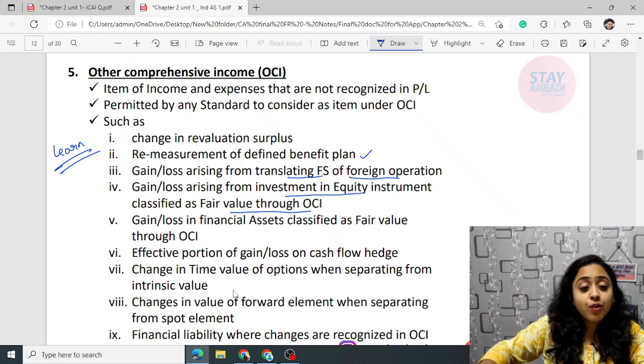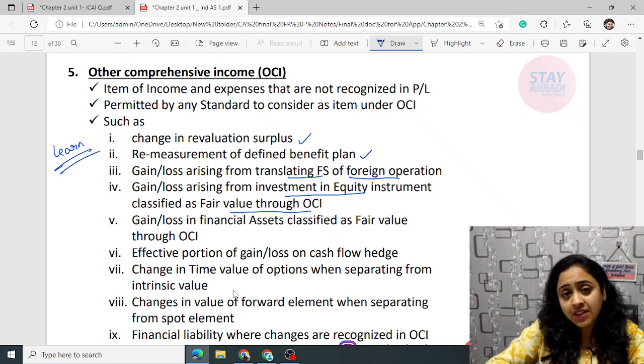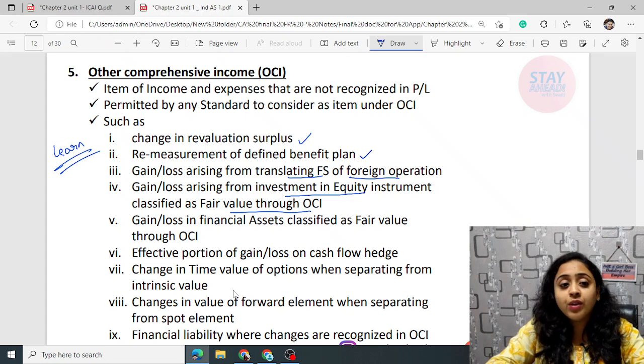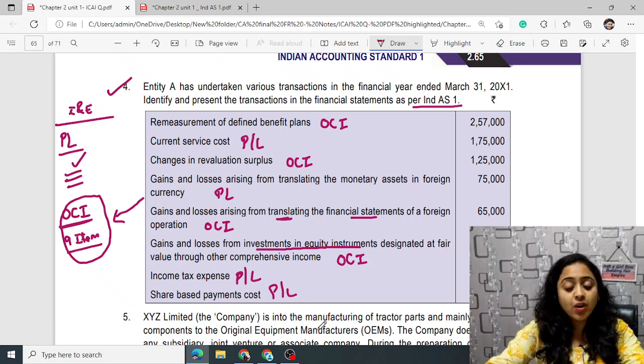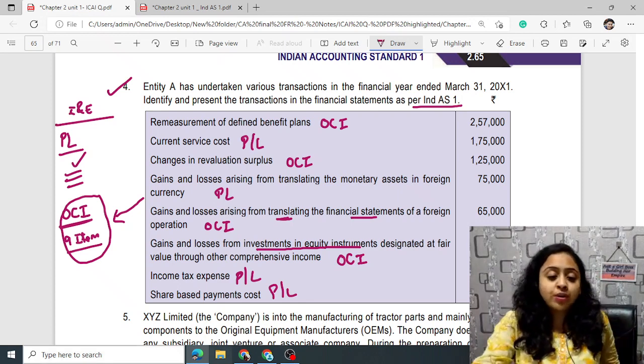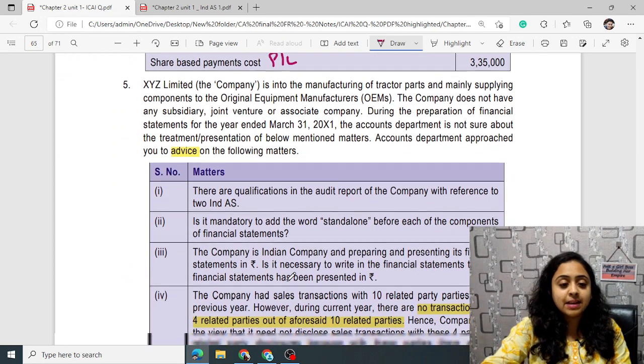Now, for each of the transactions, we will be reading in their respective Indian accounting standard. Okay, we will be discussing each and every transaction and why its treatment is done in this way. We will be discussing in the respective Ind AS. Why it is done, how it is done will be better discussed while understanding the specific Ind AS. Okay, right now only an overview is given. Now next example.